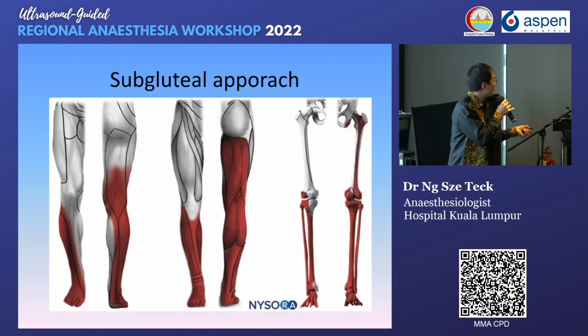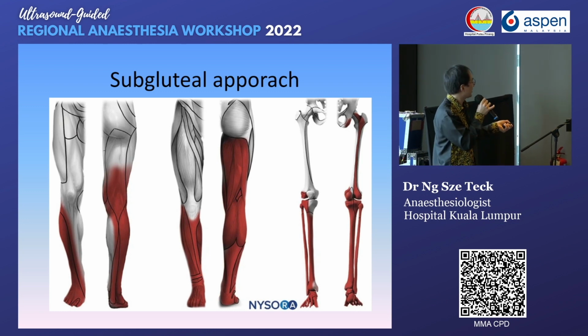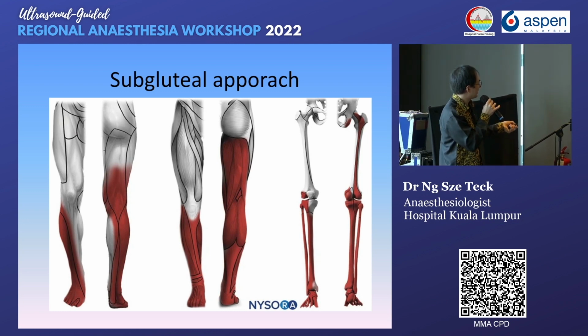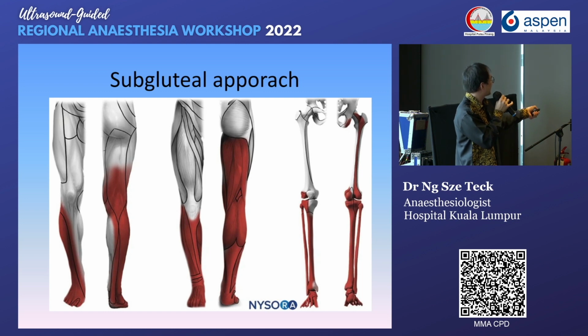So the sensory distribution for the subgluteal sciatic block is as shown in the illustration. Note that this part is missed because the posterior cutaneous nerve branches out very early, inside the gluteus maximus. So that's why sometimes you find that it is missed even if you use a subgluteal approach.